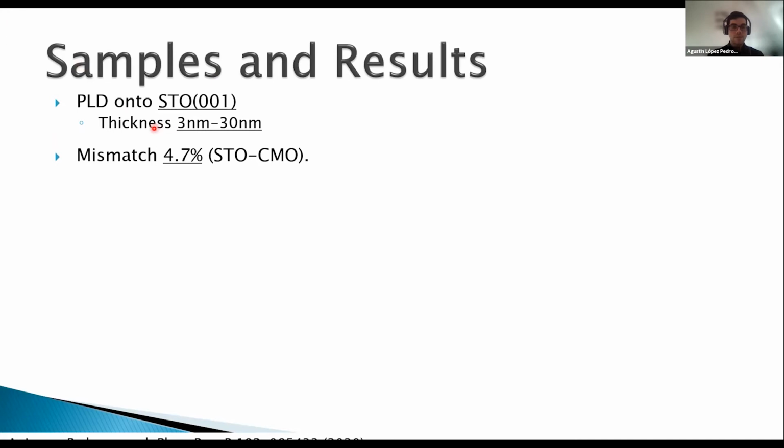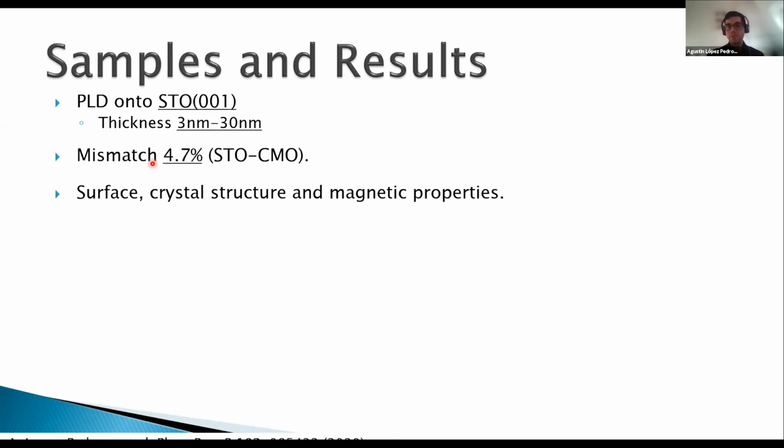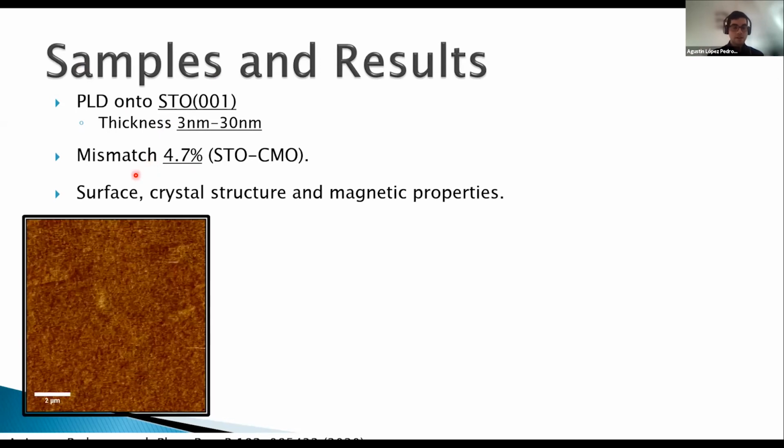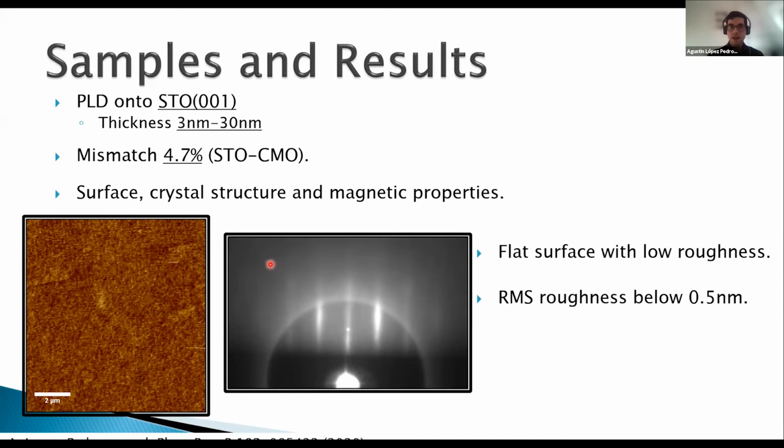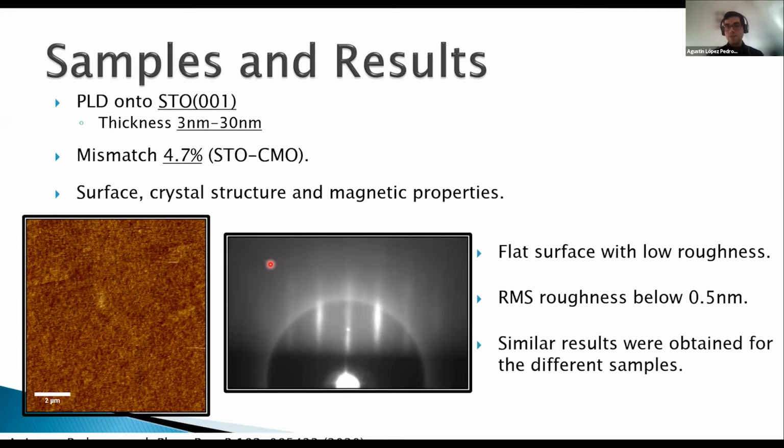This value will be important in the next slide when we analyze in detail what is happening with the crystal structure. We analyze in detail the surface, the crystal structure, and the magnetic properties. Starting with the surface characterization, we performed AFM measurements and also RHEED measurements after the deposition of the sample in situ. From this, we were able to determine that we have a very flat surface with low roughness. The roughness that we estimate from the AFM images was below 0.5 nanometers, which is good for our characterizations. We also obtained similar results for the different samples, no matter the thickness, with similar surface characteristics.